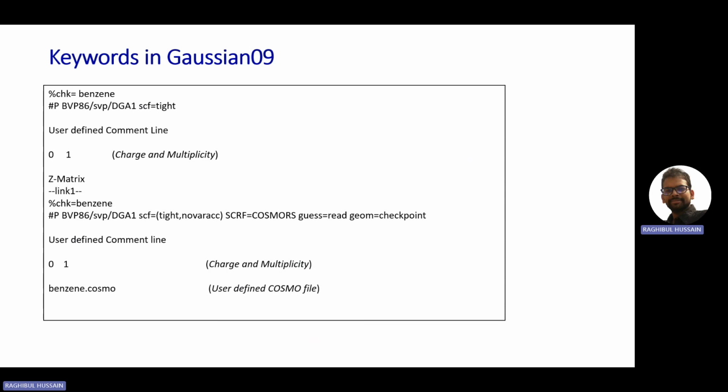I am instructing Gaussian to do a COSMO-RS routine. Guess=read and checkpoint means it will read from the previous file. Then you leave a blank line. This is again the charge and the multiplicity. And then the final output will be a file, benzene.cosmo, with the .cosmo extension.